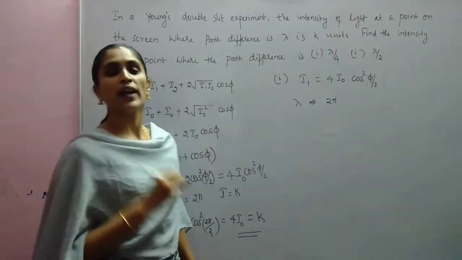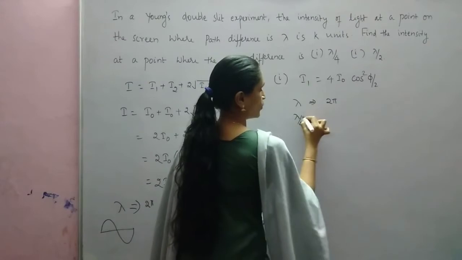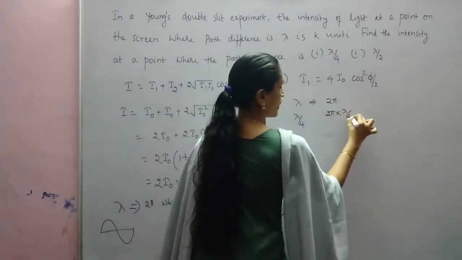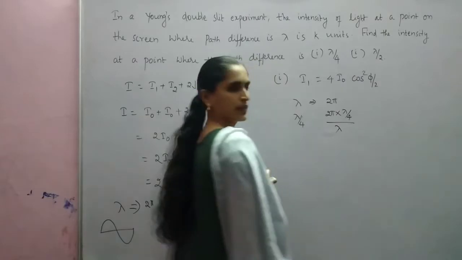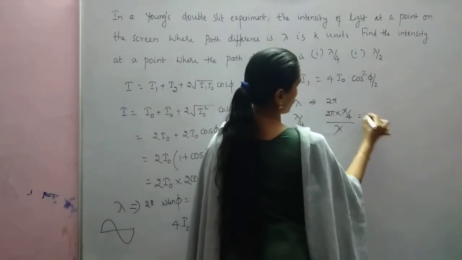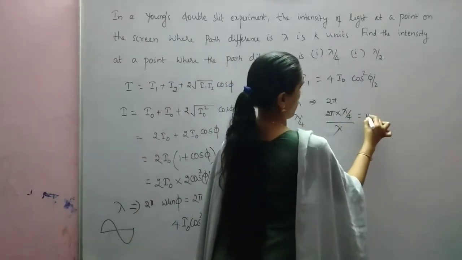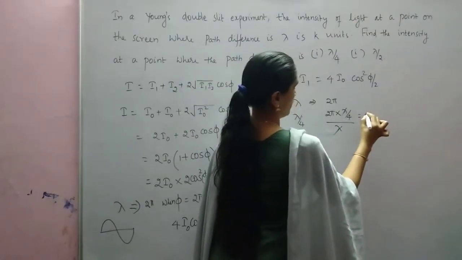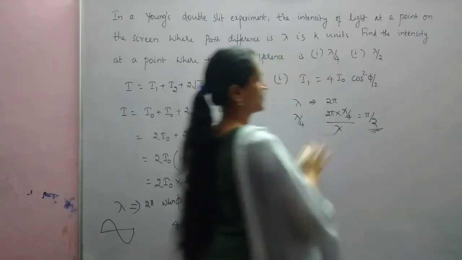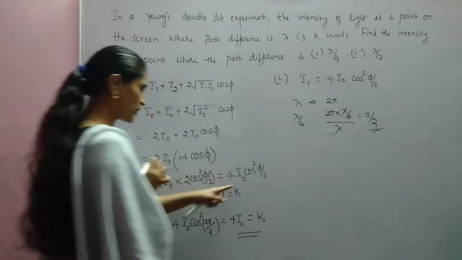Then corresponding to lambda by 4, what is the phase difference? This into this by this. So 2 pi into lambda by 4 divided by lambda. Lambda will get cancelled. 2 pi by 4, which is equal to pi by 2. Okay. Is it clear? Now we have to substitute here.